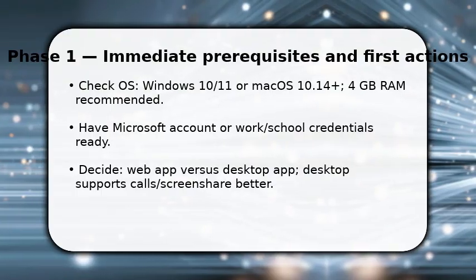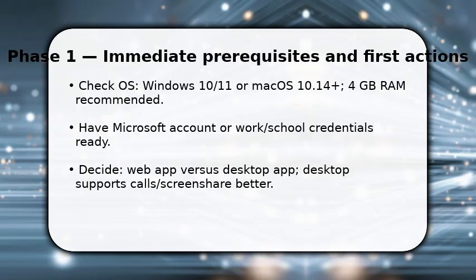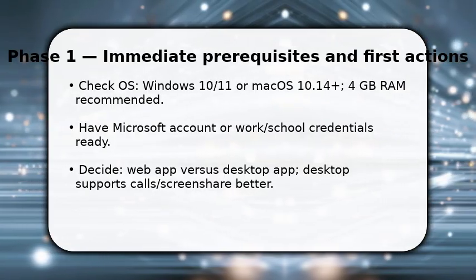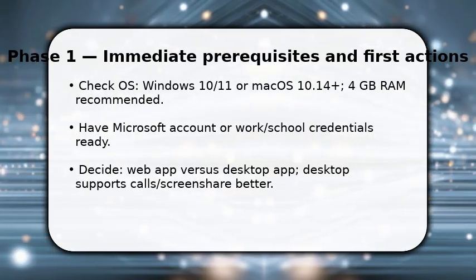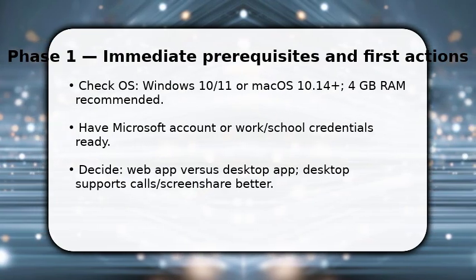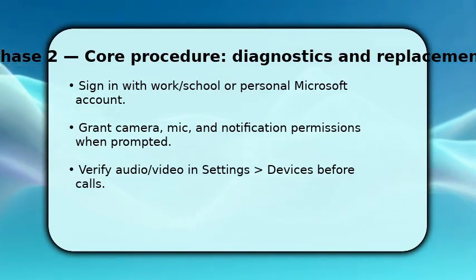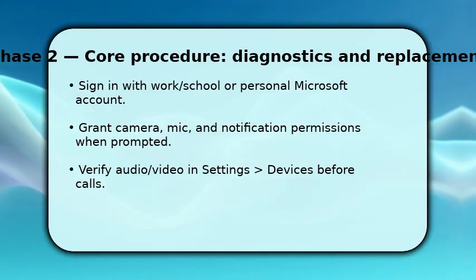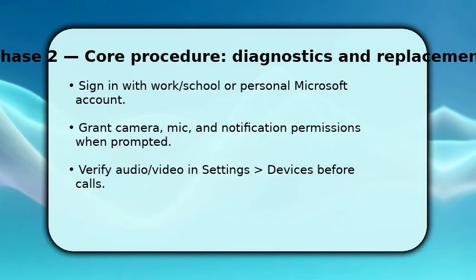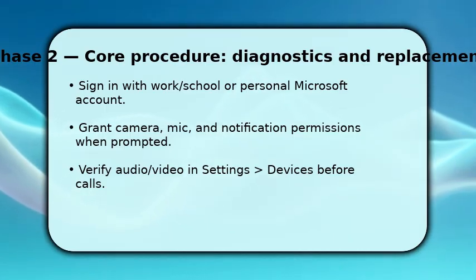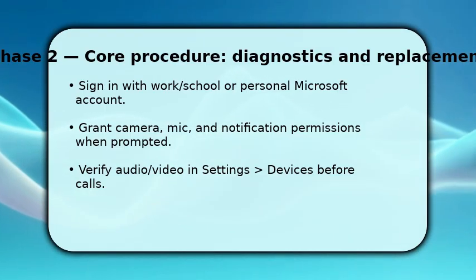Once done, run the installer or sign in on the web. This sets up local files, integrates notifications, and allows camera and microphone permissions to be requested by Teams. You now sign in using your account, enter your email, then your password, and complete any multi-factor steps your org uses. After signing in, Teams will ask for permission to use your camera, microphone, and notifications. Grant these so meetings and calls work.